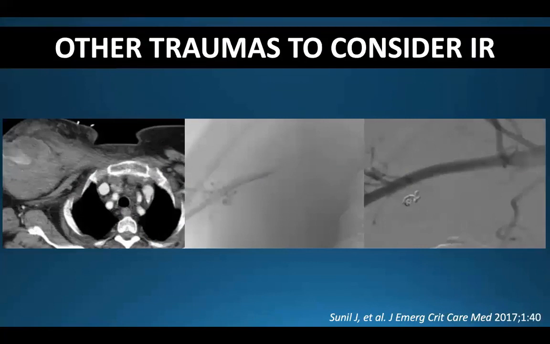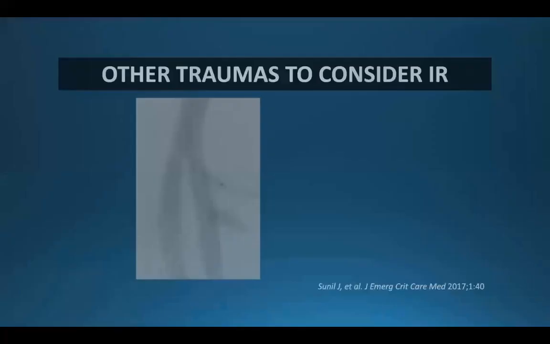The leftmost image, right there, we see a large breast hematoma with some active extravasation. That's an arterial phase CT. Active extravasation centrally within the hematoma. Here we're looking at a pseudoaneurysm and bleed from the right subclavian artery. That pseudoaneurysm was embolized, no further bleed from the subclavian.